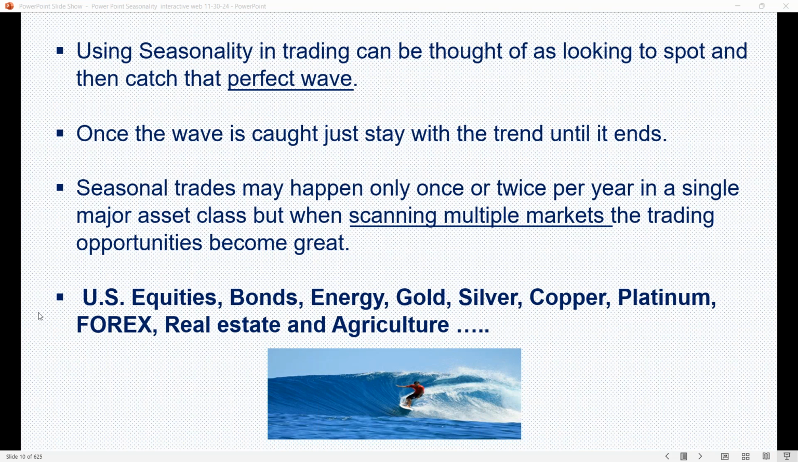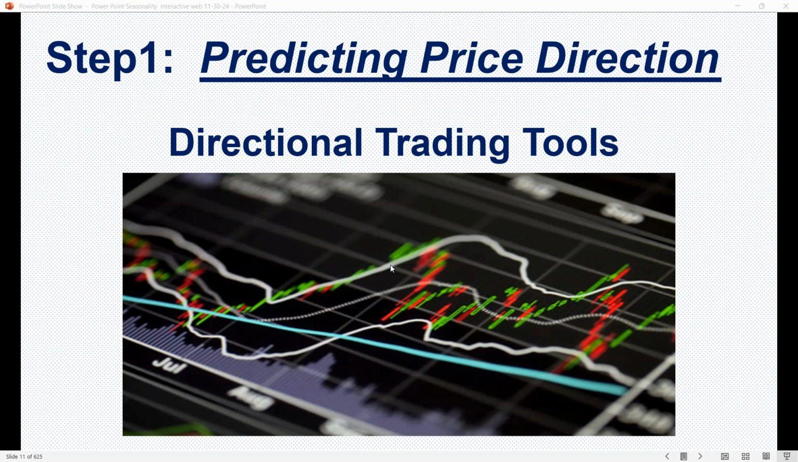Now, these seasonal trades may happen only maybe once or twice per year in certain asset classes, but when you're scanning multiple market asset classes, you can have a bunch of different trading opportunities at all points of time. So you can look at the U.S. equities, the seasonality there, bond markets, energy, gold, silver, copper, platinum, foreign exchange, real estate. All these different commodity sectors will have certain seasonality trends to them.